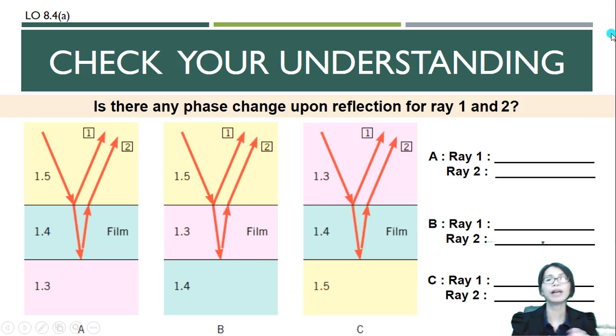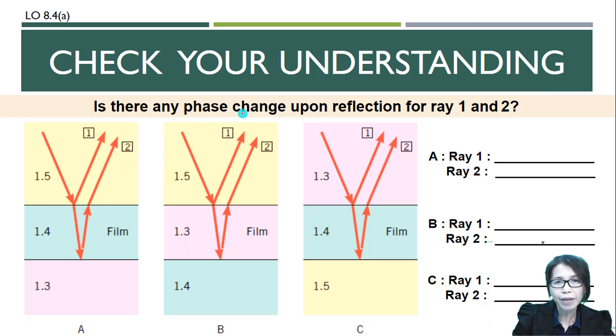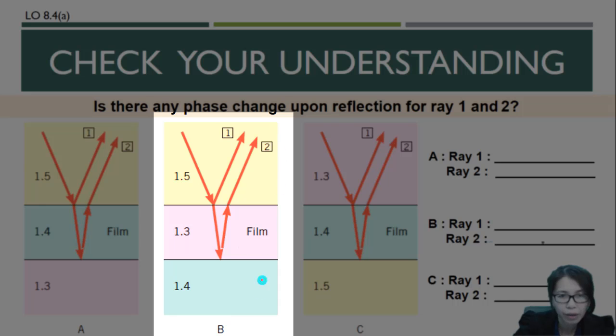So now let us check our understanding on the phase change upon reflections. So, is there any phase change upon reflections for ray 1 and ray 2? Okay, let us take one of these figures and we try to solve it together. So, let us focus on figure B. Okay, if we refer to figure B, ray 1 is being reflected at these positions. Ray 2 is being reflected here.